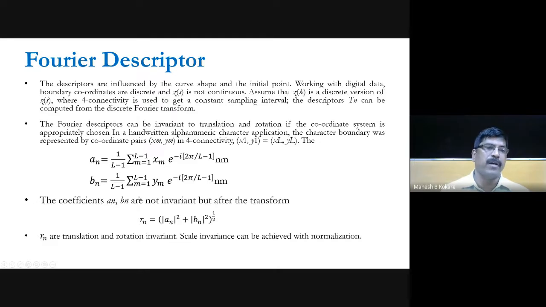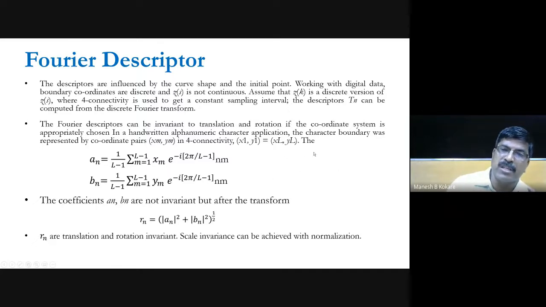These coefficients, an and bn, are not invariant, but after some transformation, for example if you take the magnitude, Rn can become translation and rotation invariant, and scale invariance you can achieve by normalizing. So the Fourier descriptor of a contour can be rotation, translation, and scale invariant, right? How have we obtained it? We have just taken the coordinates, x coordinates and y coordinates, of any shape. Okay, see that.